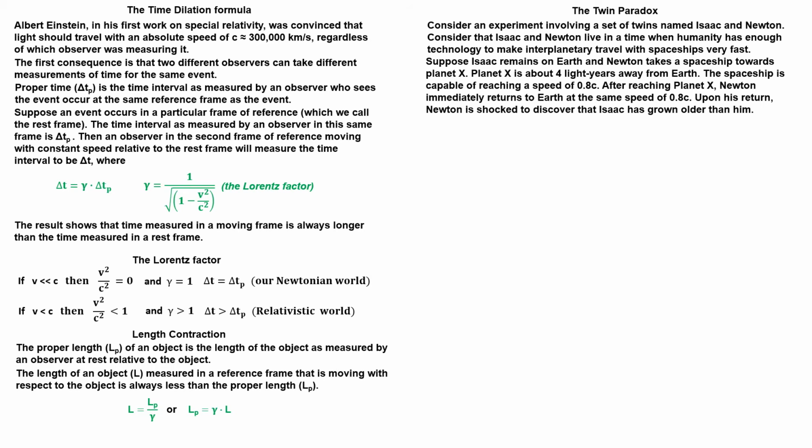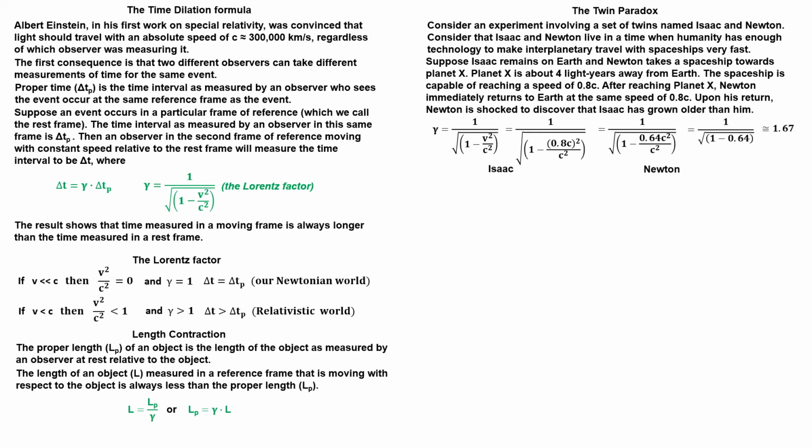First, let's find the Lorentz factor to make things easier. Now let's calculate how long Newton's journey took from Isaac's point of view. Newton's round-trip journey will take 10 years. This means that while Newton goes back and forth, Isaac gets 10 years older.